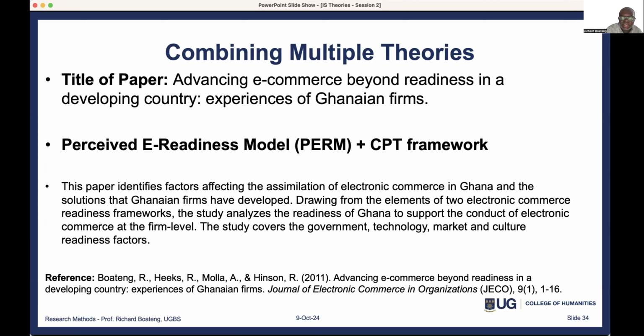The market as a factor can also draw on the readiness of the market to be able to accept e-commerce. And that one we drew from the perceived e-readiness model. That's why I picked the market variable from there. Then the cultural variable is already in the CPT framework. So I picked that one from the culture CPT framework. I saw the culture variable play a key role.